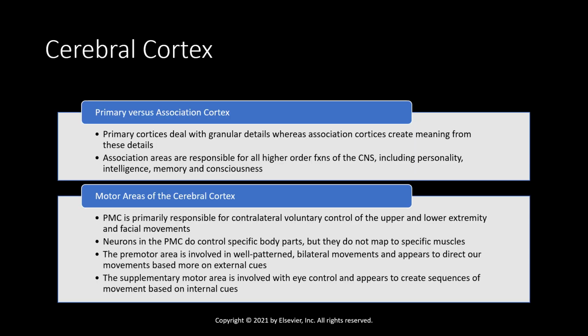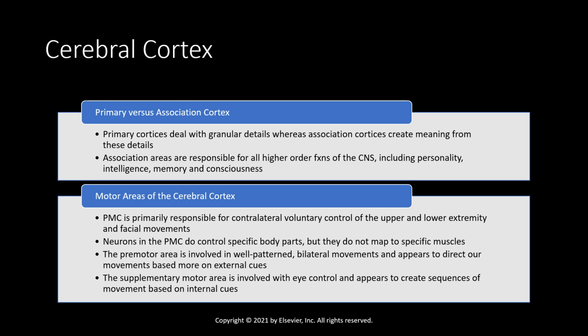Our cerebral cortex has a primary cortex and an association cortex. Our primary cortices deal with granular details, whereas our association cortices create meaning from these details. And so that's kind of where we were just talking about with being able to see something versus being able to apply meaning to it. And so those connections between the different cortices are what give context and meaning to these sensory inputs or whatever other information our brain is receiving.